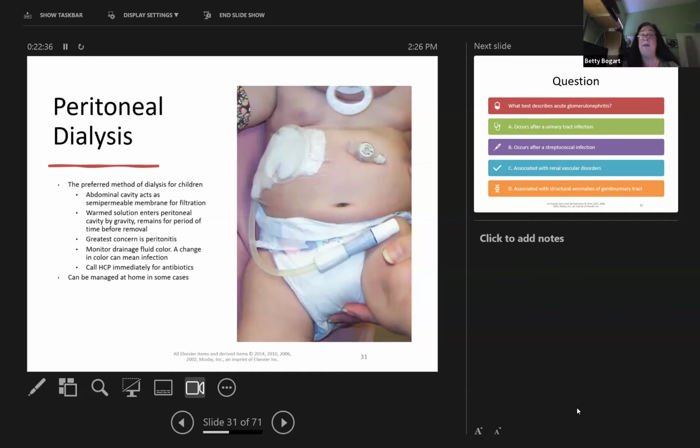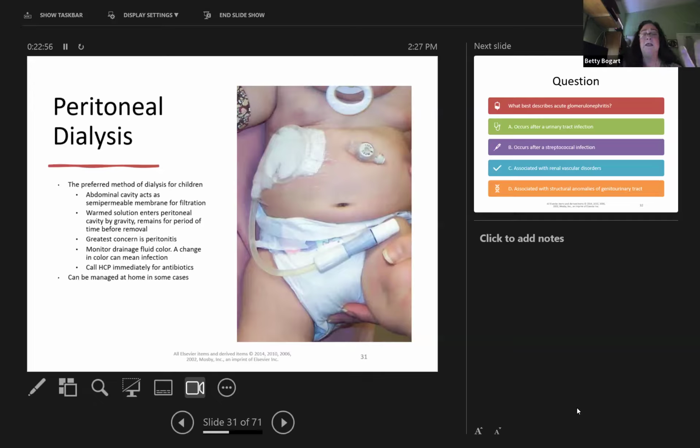So what would be our biggest concern? Peritonitis. What would you see? You might see that the drainage is coming out, the fluid color is changing. And what do you do? You're going to call the doctor and anticipate, yes, you're going to get antibiotics, but you can't give antibiotics without a doctor's order.